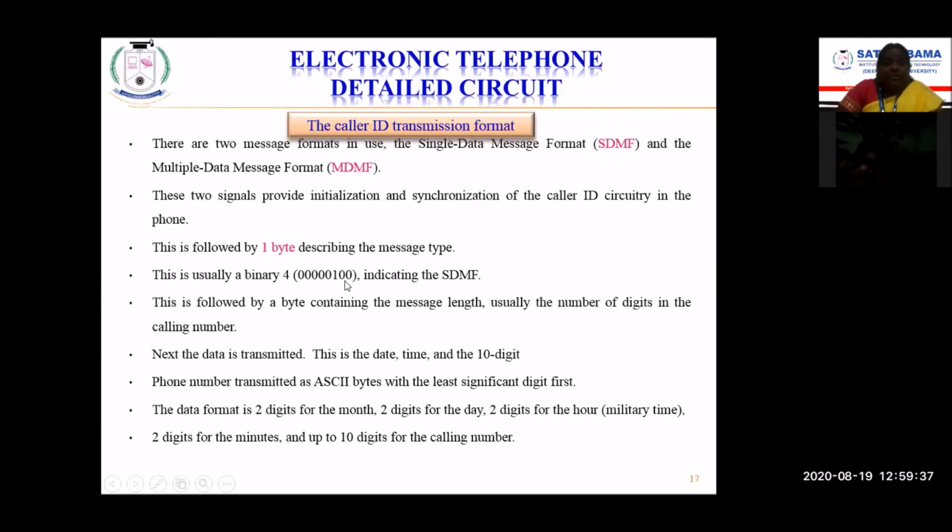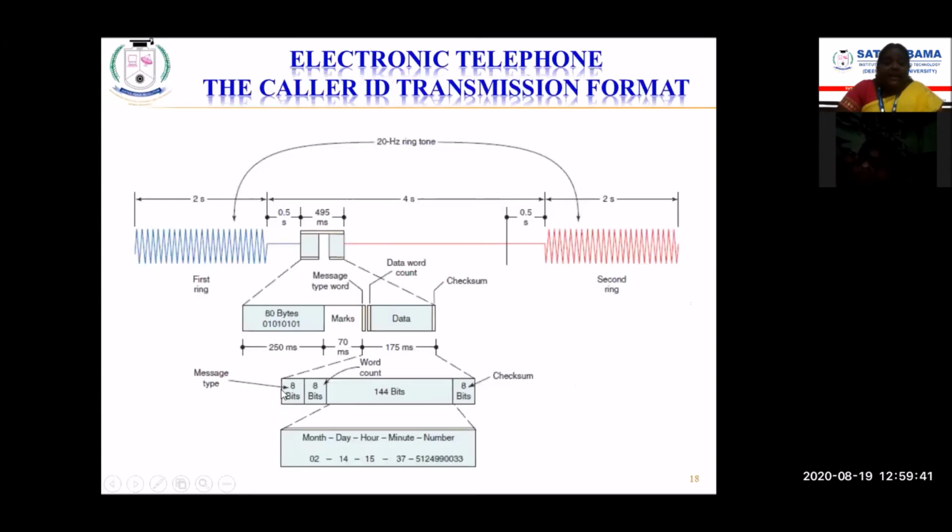Here, for SDMF, it is going to be 00000100, a binary 4. That information is the message type, indicating that it is SDMF. The next one is the word count. What is the length of the number that it is going to carry? It is going to be 10, and that information also will be represented in an 8-bit format, because it is all going to be zeros and ones. And next, that is followed by 144 bits.